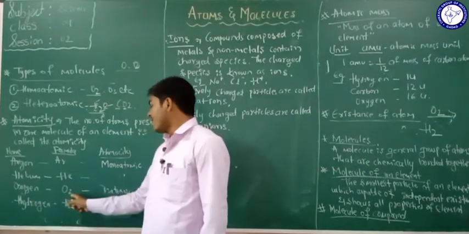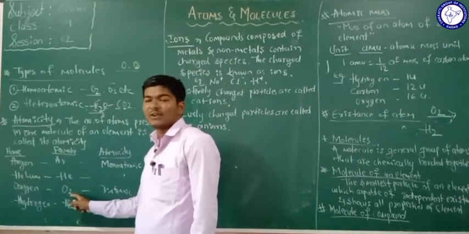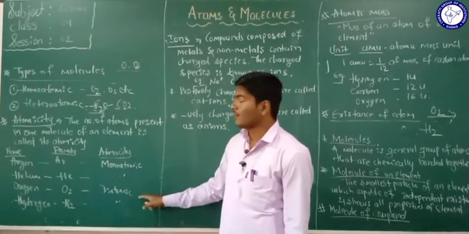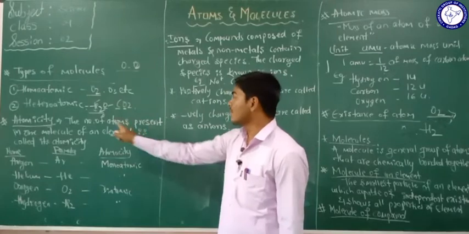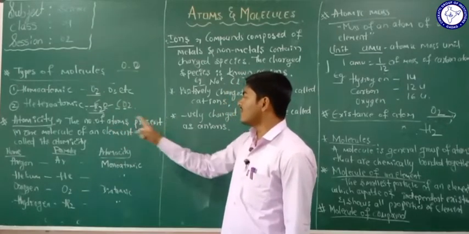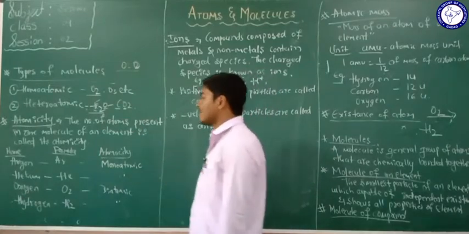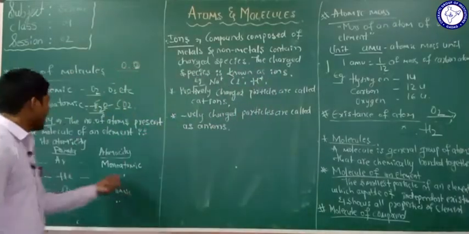The oxygen molecule has two atoms of oxygen, therefore the atomicity of oxygen is diatomic. So what is atomicity here? The number of atoms present in one molecule of an element is called its atomicity. I am considering some examples here.